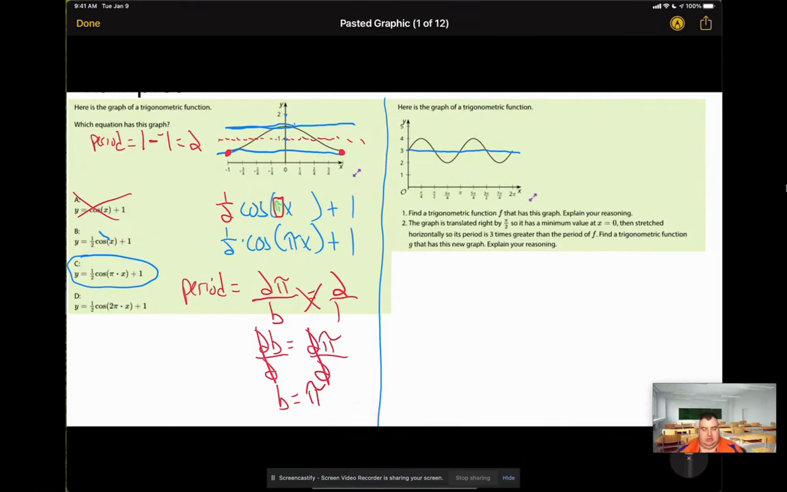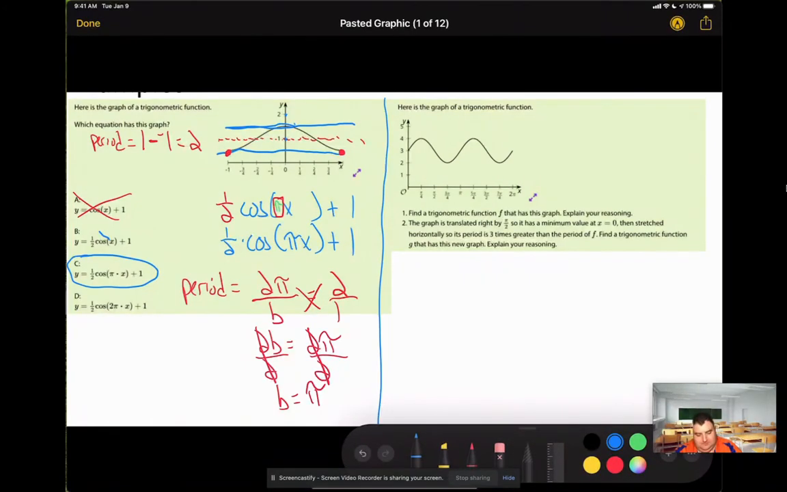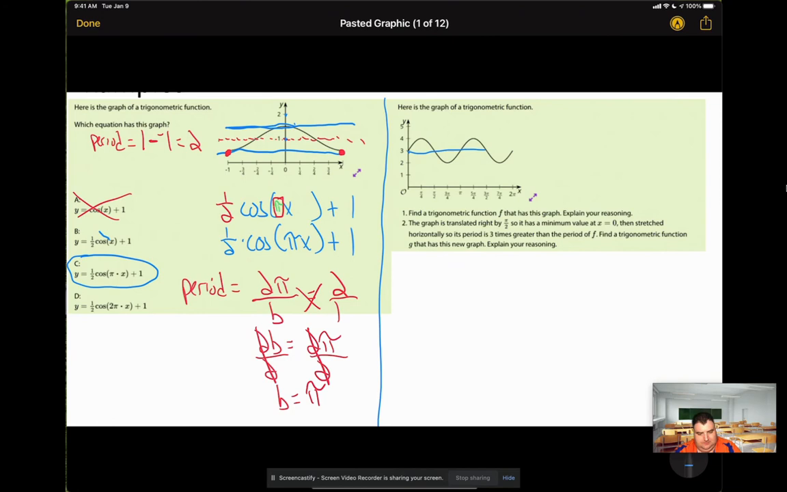Because I know that cosine usually starts up high and then goes down low and then back up high. Sine starts in the middle and then goes up to the high, down to the low, and then back up to the middle. If it's a normal sine graph, it would be 0 and then up to 1, down to -1, and then up to 0. So this is clearly going to be a sine graph because it starts in the middle.